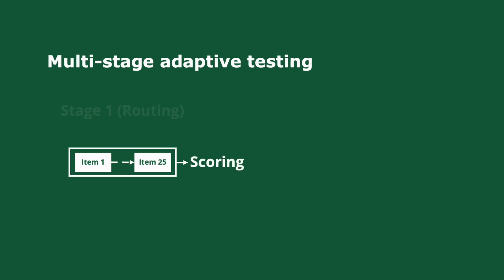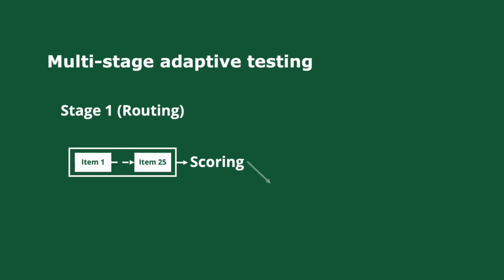The most popular way to implement computer adaptive testing in language testing is what we call multi-stage testing. With multi-stage adaptive testing, a test taker completes a set of test questions, and then an initial analysis or scoring process takes place instantly using an algorithm. We call this initial part stage 1, or the routing stage.